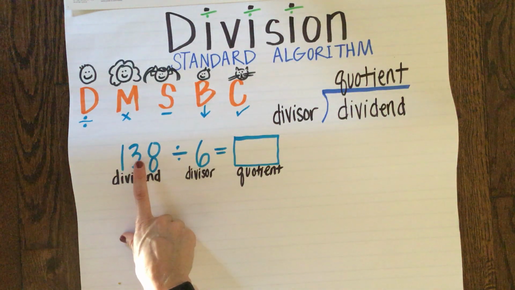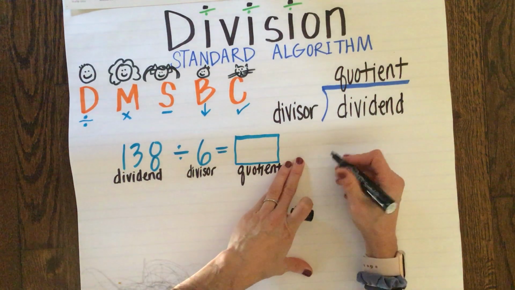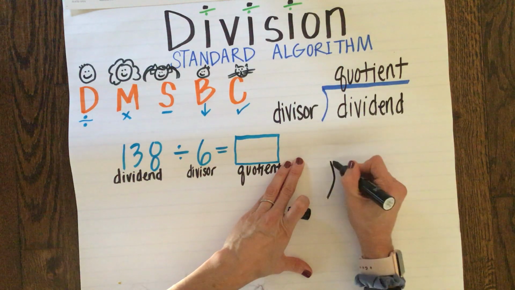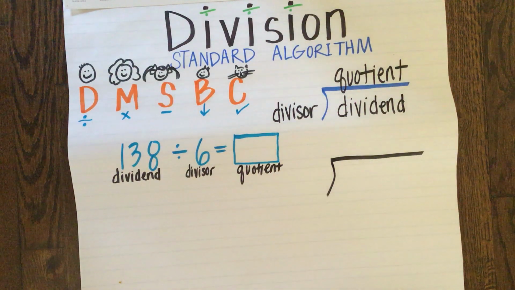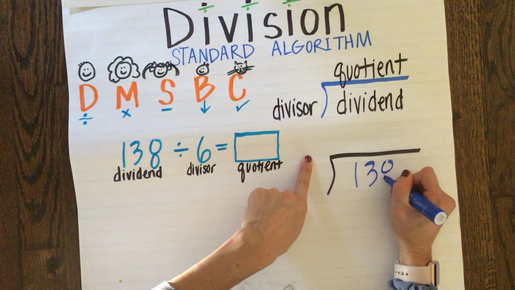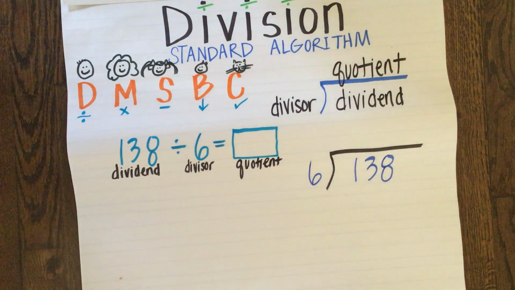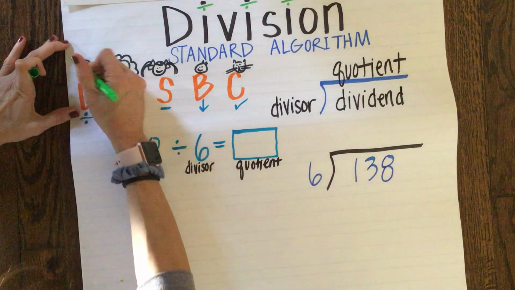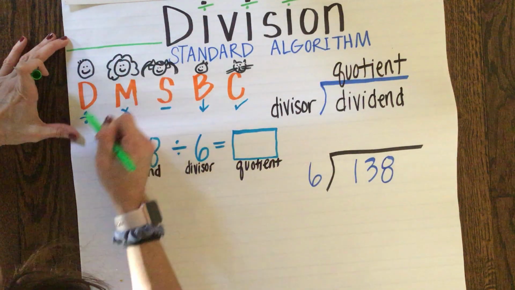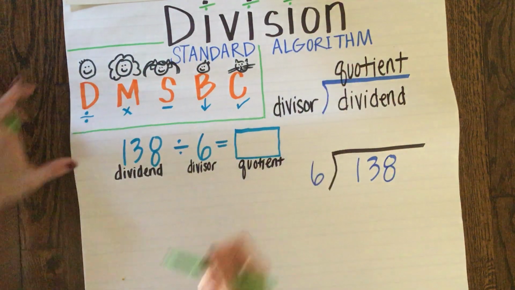That's important to know so that when you write your work, you know how to set it up. In order to solve this, the first thing we need to do is set it up, like I said, some people say inside the house. So we'll write 138, the dividend, inside, and the divisor, 6, outside, and when we get our answer, it will be here. Now back to these steps. These steps should hopefully help keep us in order as we solve so that we don't skip anything.